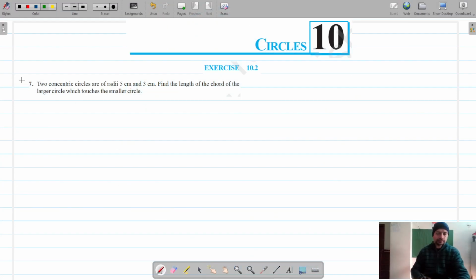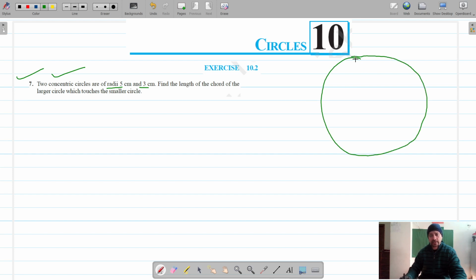Okay, so for question number 7, it says that there are two concentric circles of radii 5 cm and 3 cm. And concentric circles are the circles with a common center. So one is the bigger one and the other with a smaller radius, 3 centimeters. So let's say these are our concentric circles with common center O.